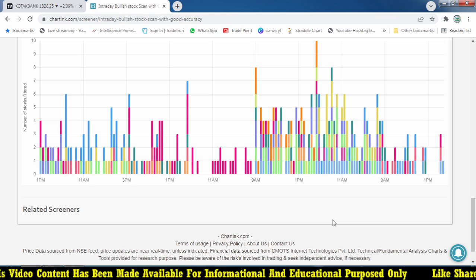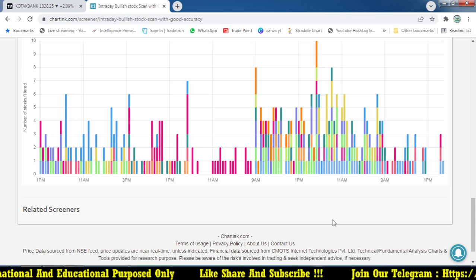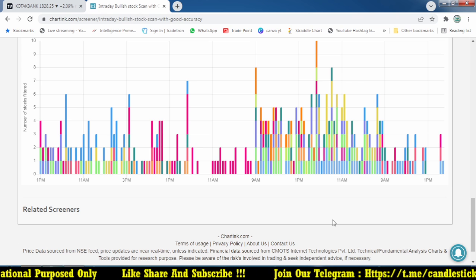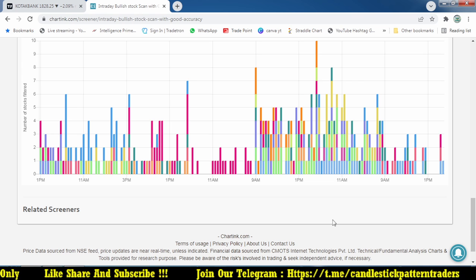And the same stock also repeats on the scanner. What that means is the stock keeps on continuing the trend. Right, so it is giving you the alert on a regular basis.